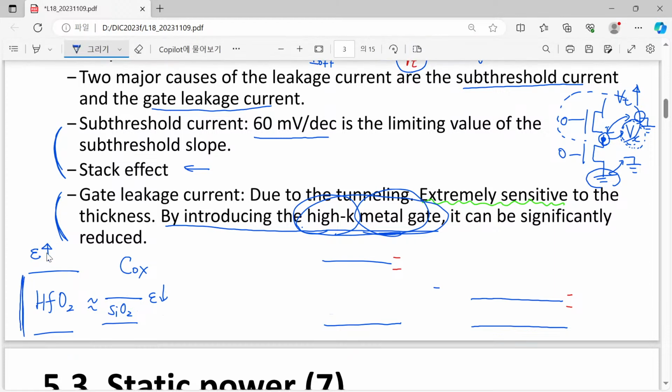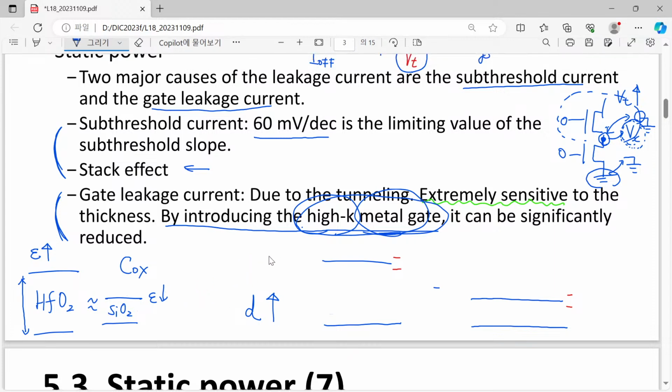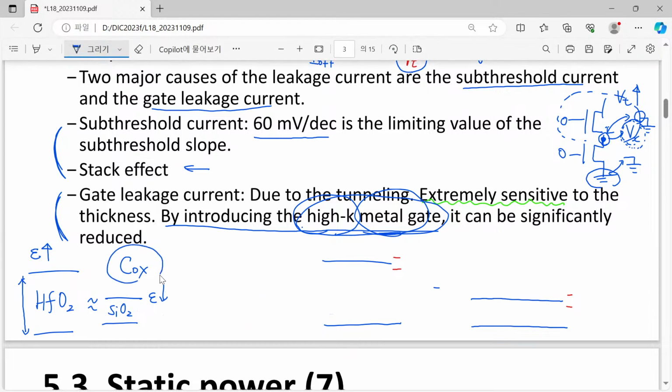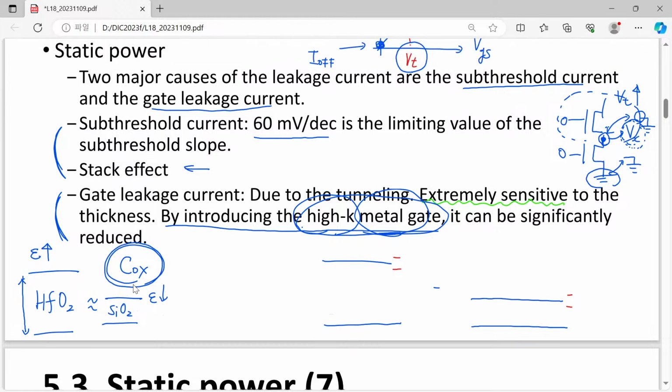Okay, so although we have a thick layer, the effect of a thick layer on our capacitance is compensated by the relatively high permittivity. So now we can maintain a thick oxide layer or thick dielectric layer while having a reasonable value of oxide capacitance.